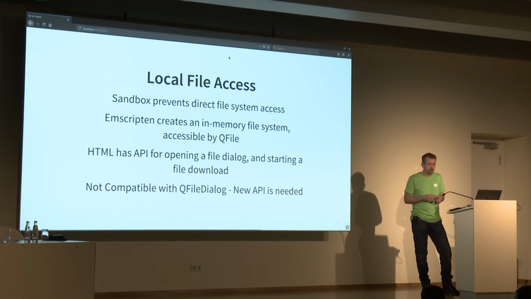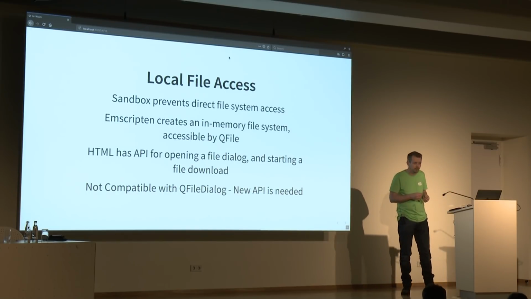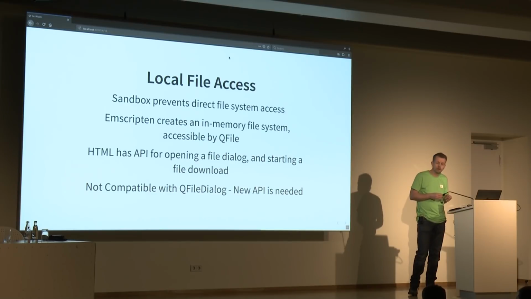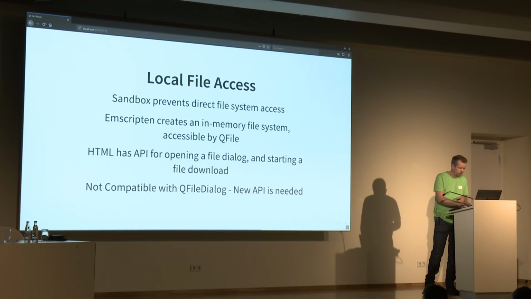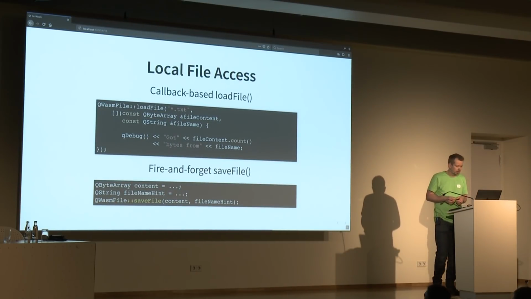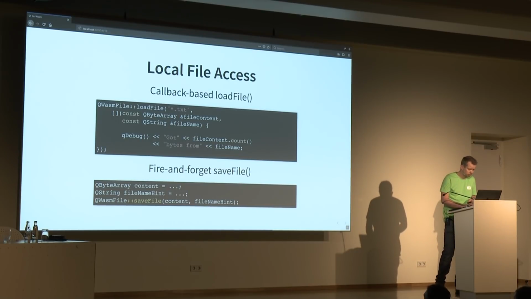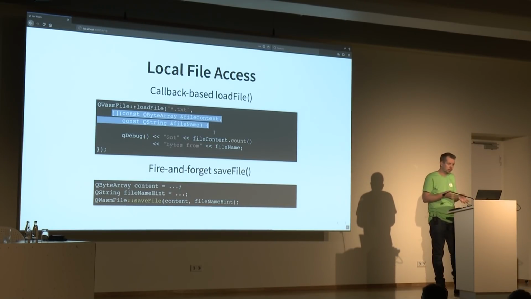If you want to open a file on the system, then you have to ask the user. There is an HTML API for that. Unfortunately, that API is not compatible with the QFile API. So we are going to provide a helper API for WebAssembly, and it's going to look something like this. There's going to be a load file function, which you call, and you specify which file types you're interested in. And then you provide a callback, where you get the file content and the file name.